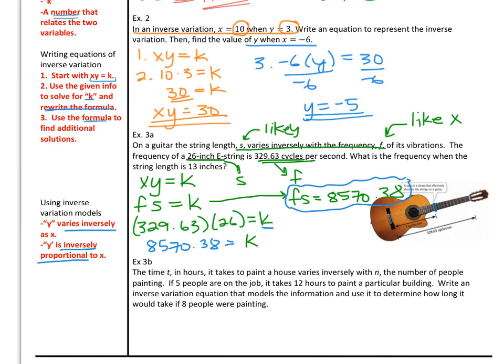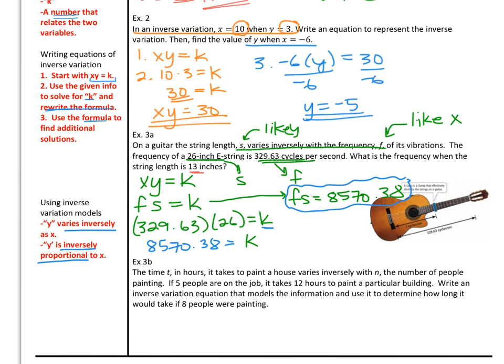It then asks, what is the frequency when the string length is 13 inches? So if the string length is cut in half, what's going to happen to the frequency? If we think about what it means to be inverse variation, as one increases, the other decreases. Well, if our string length decreased, the frequency should technically increase. Let's put that to the test.